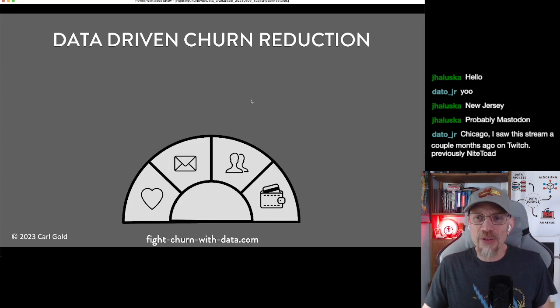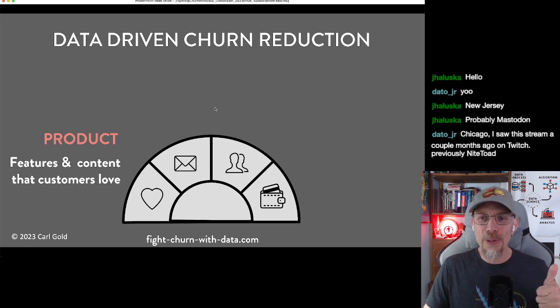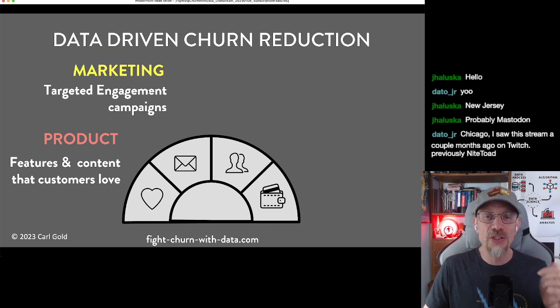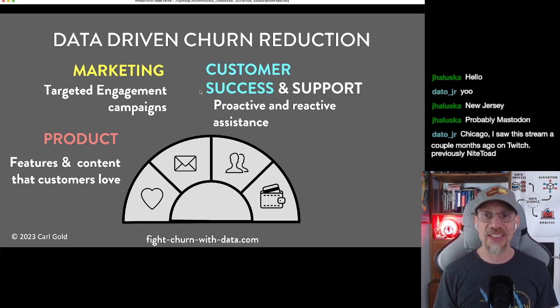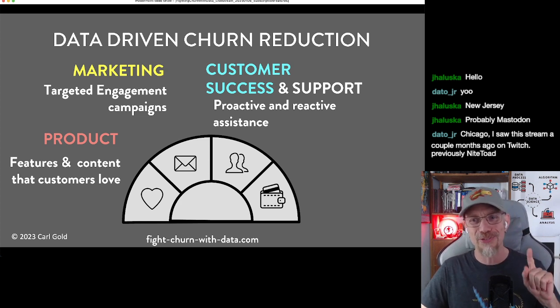So what is data-driven churn reduction? That's what fighting churn with data really means. You can improve your product and make features and content that customers love by using your data to find out what they love. You can do marketing, targeted engagement campaigns with your customers and use your data to find out what they're interested in, what they would find engaging. And also customer success, which is like proactive customer support. You reach out to customers when you think they need help, and you can use your data to figure out which customers need help.